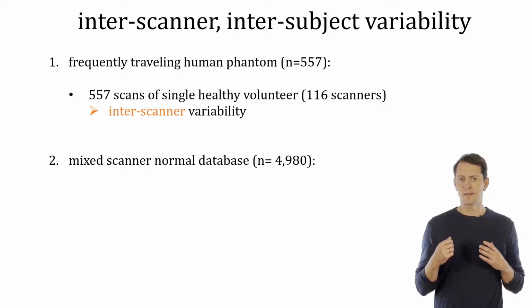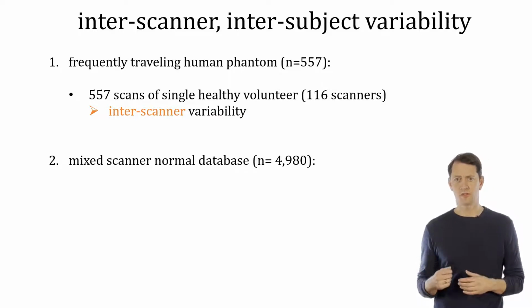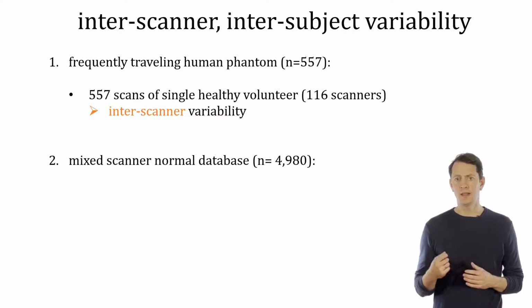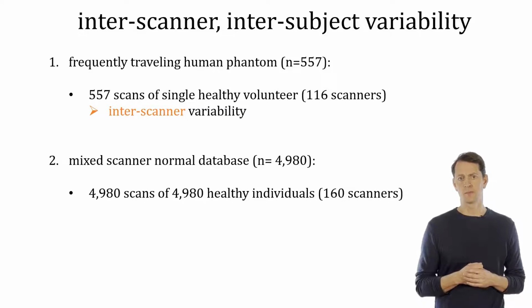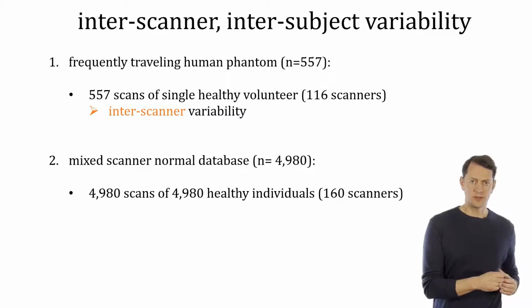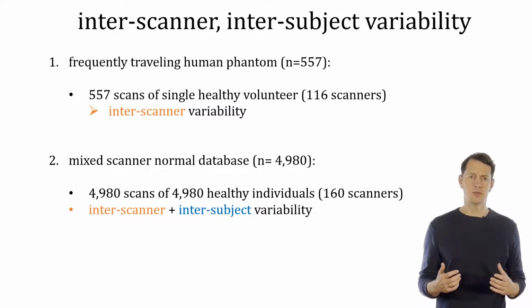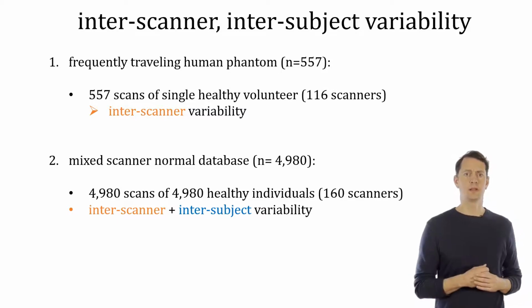Therefore, we analyze a second dataset which comprises MRI images of nearly 5,000 healthy individuals. And that data was acquired on 160 different scanners. Since the data contains data from different scanners and from different subjects, we can expect that the data reflect the inter-scanner and the inter-subject variability.